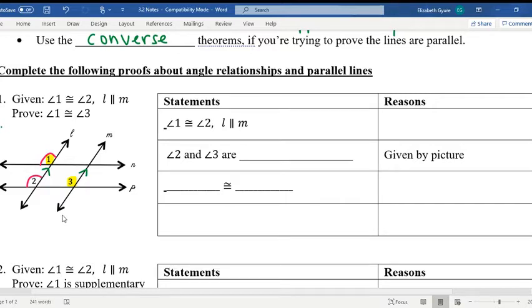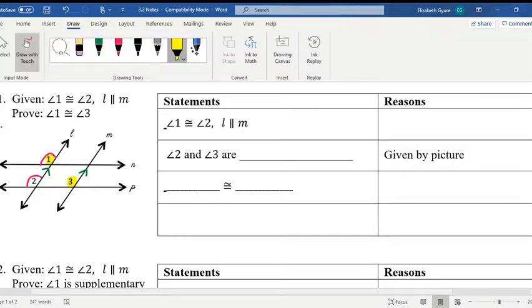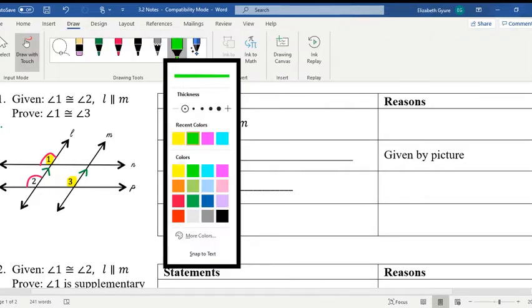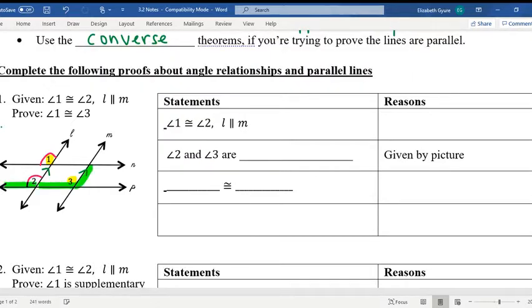It would be corresponding with angle 2. Yeah, and remember guys, if you're unsure, you can always do that little trick with boxing in the corners, right? If you box in this corner and box in this corner, isn't that your F shape? So angles 2 and 3 are corresponding, okay? Which will mean that they're what?